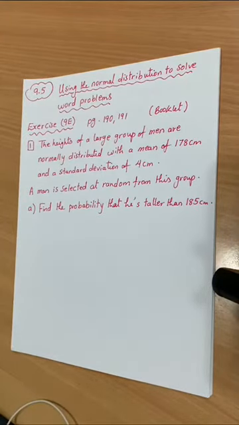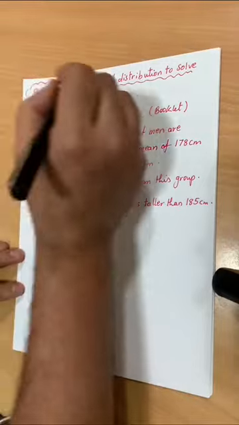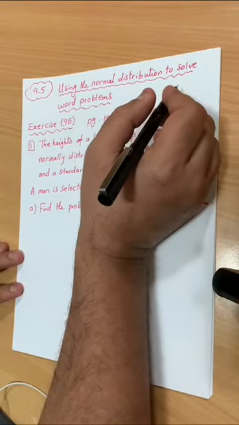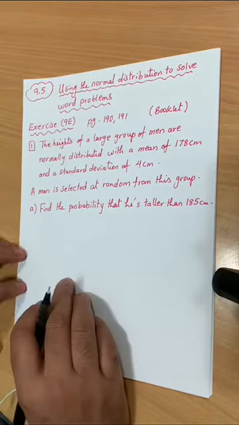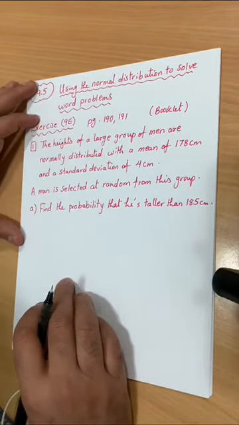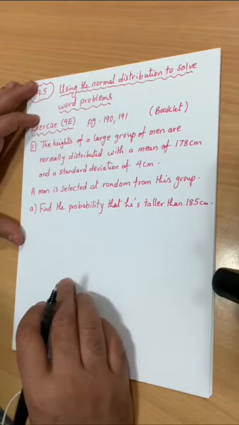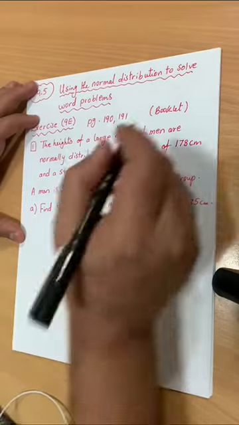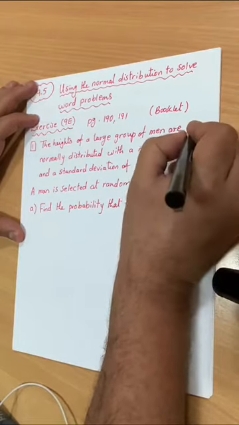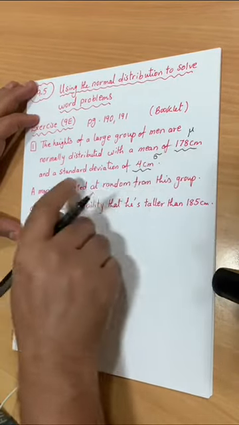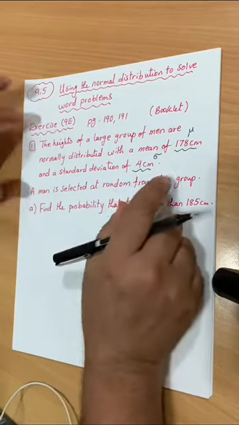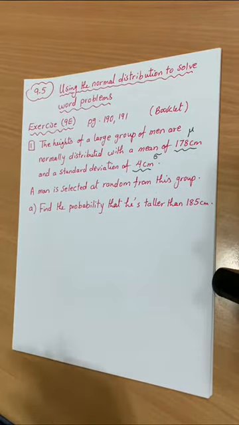Last topic, we're going to work on word problems using the normal distribution. You'll find that on pages 190 and 191. The heights of a large group of men are normally distributed with a mean of 178 centimeters. So this value is mu, and the standard deviation is 4. So this is sigma. If they said variance, you have to know that it's sigma squared, so you're supposed to take the square root.